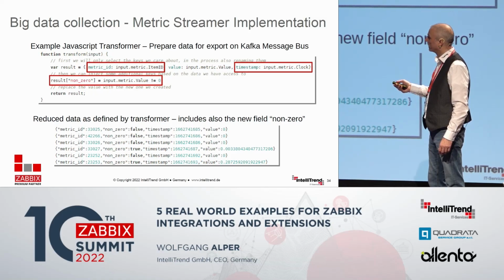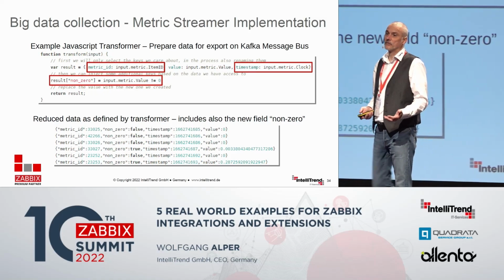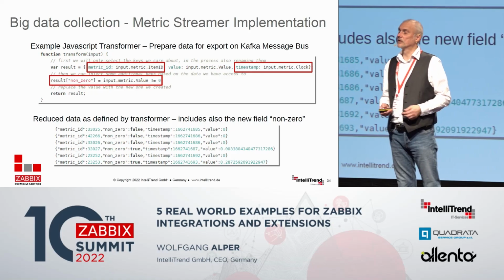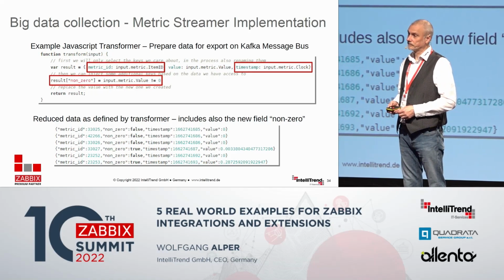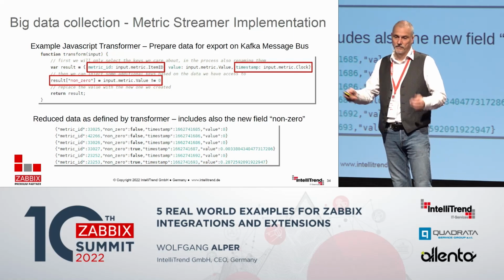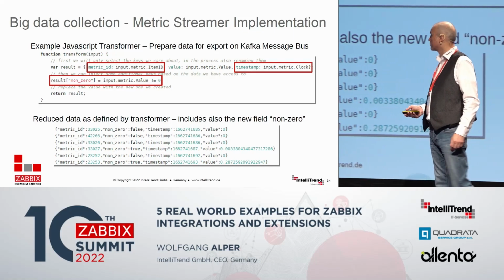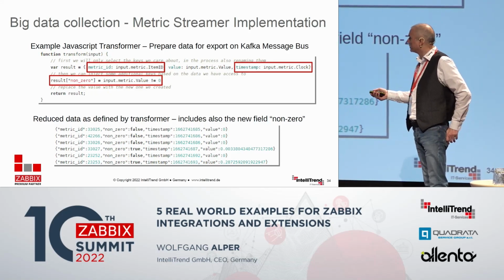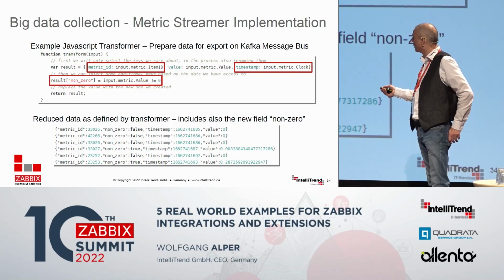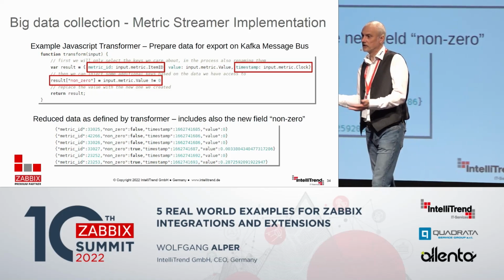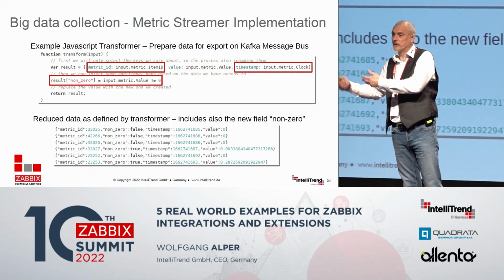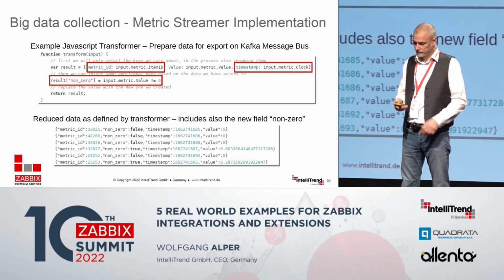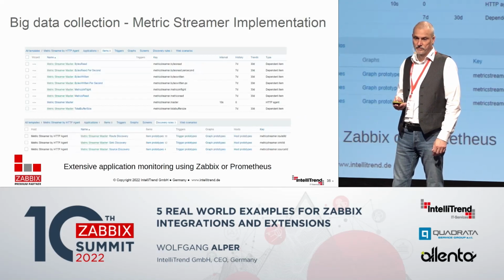Like in this example, we create a new value called non-zero, and this non-zero depends on some value of your historical data here. Very easy to use, and you can chain, combine, whatever you want. So very flexible. The tons of data we saw on the previous slide is just reduced to 1, 2, 3, 4 attributes for each entry, which is exactly what, in this case, our application maybe requires. So these are the metric streamer implementation details.